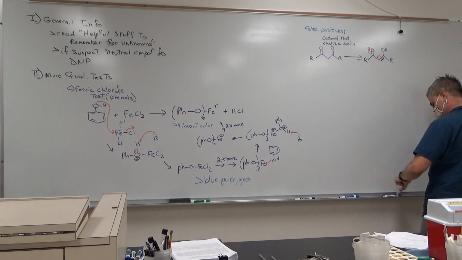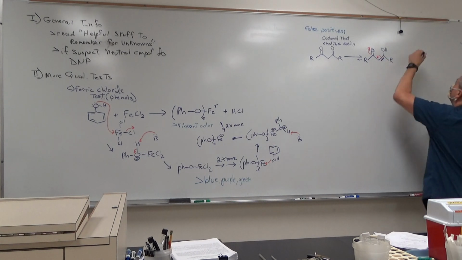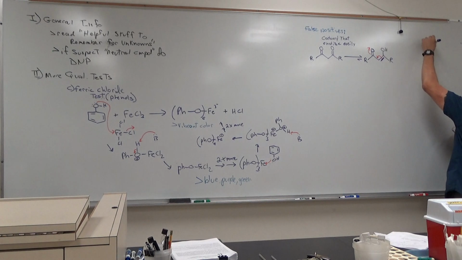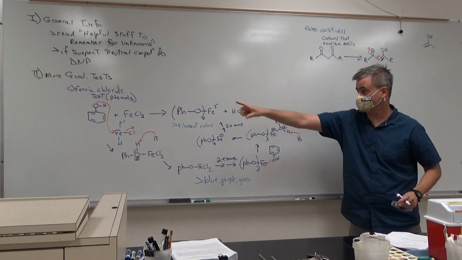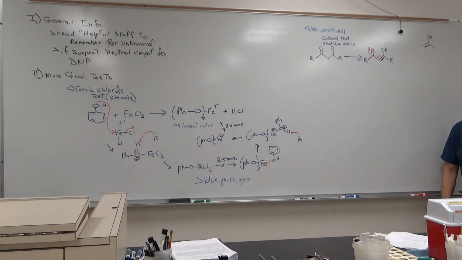If you have an enol, so I should actually define an enol. An enol is an alkene with an OH directly attached to one of the alkene carbons. Okay? And so you can sort of see the similarity between an enol and a phenol. Okay? Maybe it makes a little bit of sense that they can serve as a small problem. Sound good?